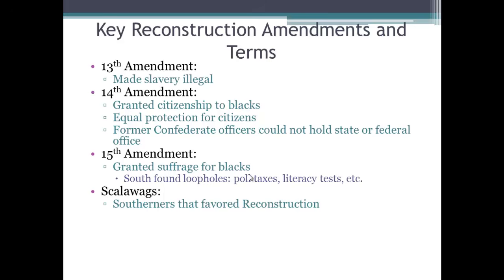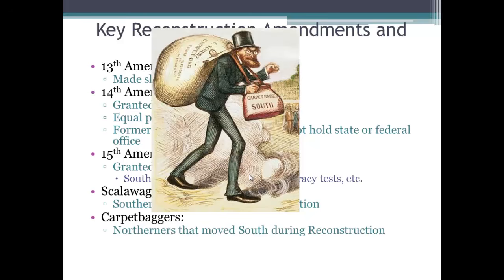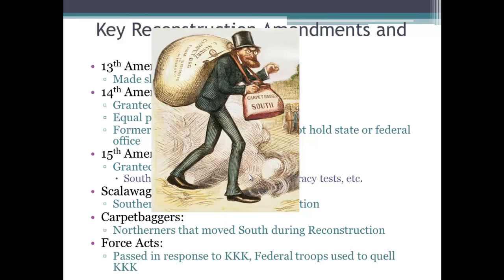Two other key terms you need to know are scalawag, and notice that scalawag starts with an S, and they were Southerners, S and S, Southerners that favored Reconstruction. Carpetbaggers were those who lived in the North and moved to the South during Reconstruction for a variety of reasons, some of which wanted to make money. And the Force Acts were passed in 1870 to 1871. These were passed in response to the Ku Klux Klan, which was terrorizing African Americans, and federal troops could be sent in and used to quell the KKK. Very important slide, guys. Please make sure you know all of those terms.